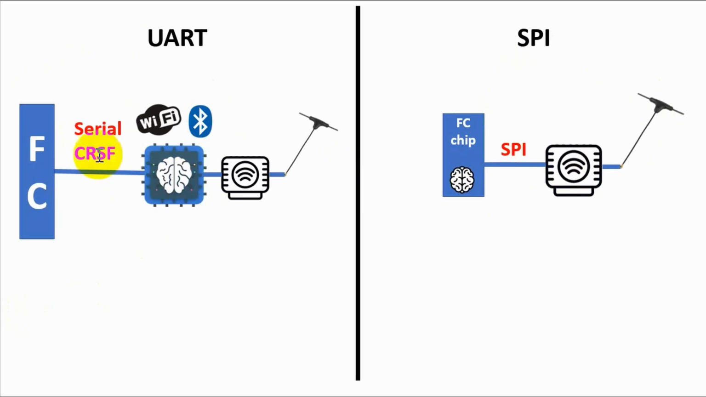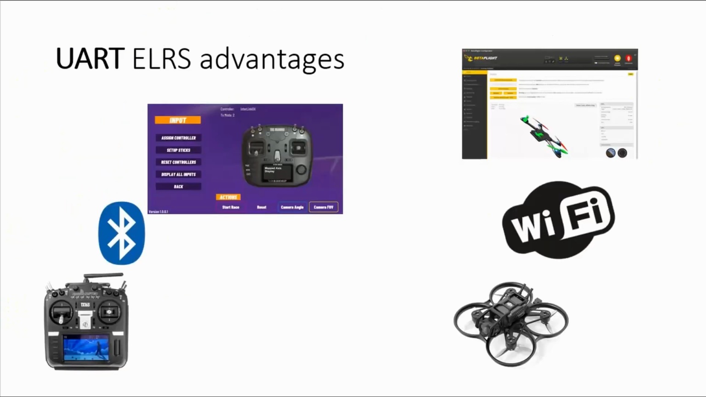So what is the preference that we got with UART? First, it's Bluetooth. We can use an ELRS module with Bluetooth to connect our remote control directly to the computer and use it in flight simulators. Or we can use Wi-Fi to communicate between the computer and the flight controller configurations, and from Betaflight Configurator communicate without any wires.